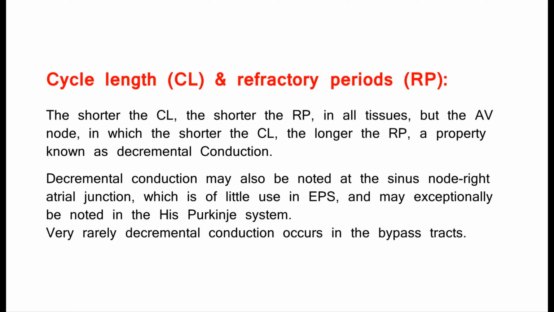Decremental conduction may also be noted at the sinus node right atrial junction, which is of little use in EPS, and may exceptionally be noted in the His Purkinje system. Very rarely decremental conduction occurs in the bypass tracts.